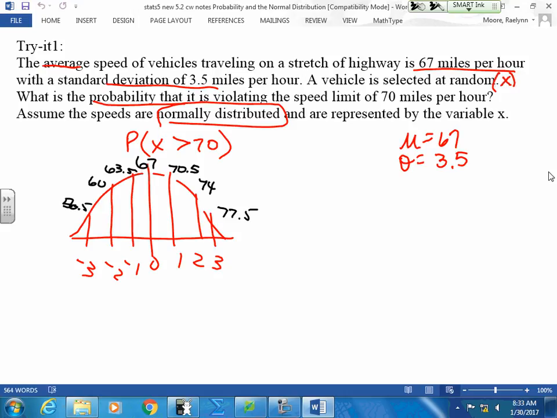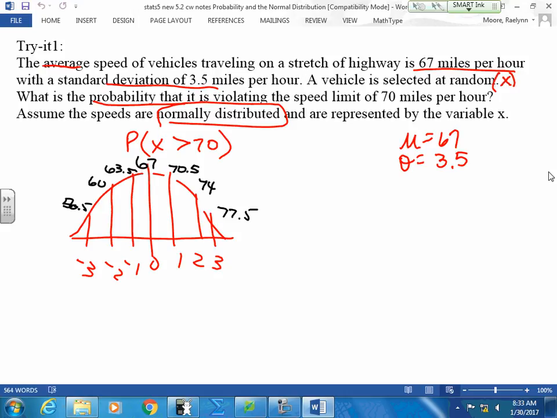Now, where does 67 fall? 67 is my average. It falls smack in the middle. Shouldn't it? Shouldn't my mean fall in the middle of my curve? That's where your 0 used to be. That's where your standard normal. We're on a normal curve. So our average, our mean, is going to fall smack in the middle.